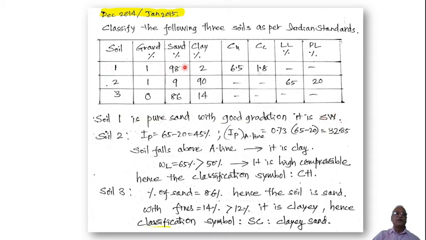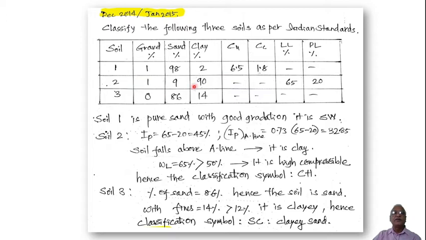Yeah, you can just look at the data. It is sand. Cu is greater than 6. Cc is between 1 and 3. That's why it is well graded sand. Now look at the soil number 2. Gravel is 1%, sand is only 9%, 9 plus 1 10, remaining 90% it is all clay. They say it is clay, but how they have found that it is clay or silt, anyway the data is given. So because more than 50% of the soil is clay, it is a fine grained soil.